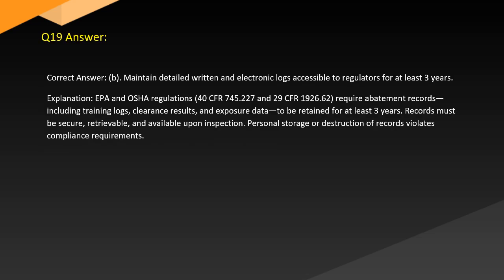Answer. Correct answer: B. Maintain detailed written and electronic logs accessible to regulators for at least 3 years. Explanation. EPA and OSHA regulations 40 CFR 745.227 and 29 CFR 1926.62 require abatement records, including training logs, clearance results, and exposure data, to be retained for at least 3 years. Records must be retrievable and available upon inspection. Personal storage or destruction of records violates compliance requirements.